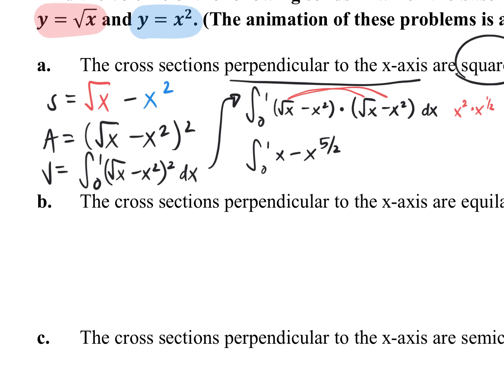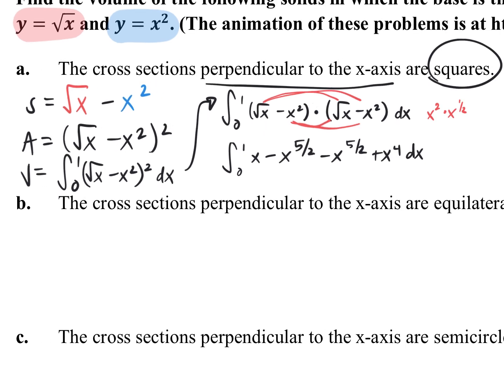And then if I multiply the others, I got negative x squared times that same thing. So I'm going to have another minus x to the 5/2, right? And then lastly, negative x squared times negative x squared, that gives you what? X to the 4th, and it's positive, right? Okay, I would simplify this one more time.